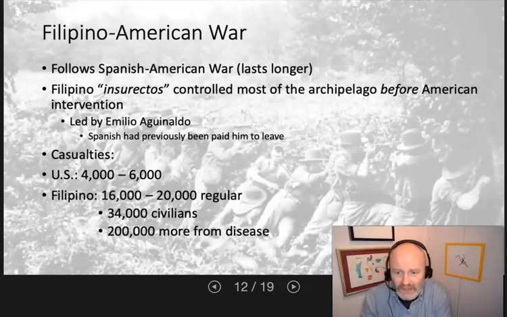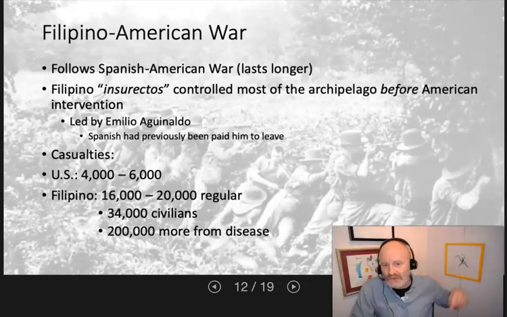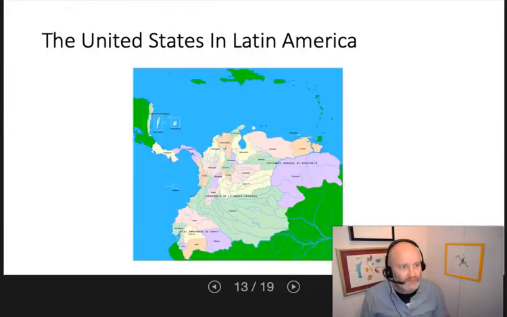So very, very deadly. It does not engender any kind of goodwill or favorable opinions from the Filipinos towards the United States. You have to remember, as I say here, they controlled the whole thing, right? The Spanish were basically just in Manila and isolated missions around the Filipino archipelago. So this was seen as obviously a big step back for the Filipinos.